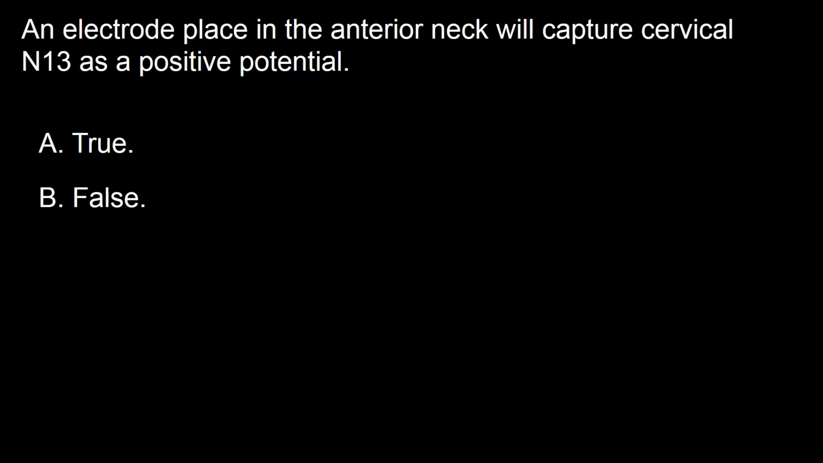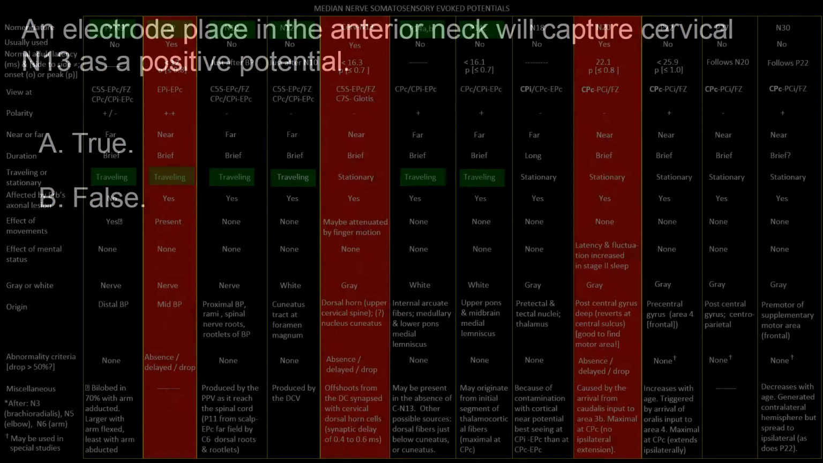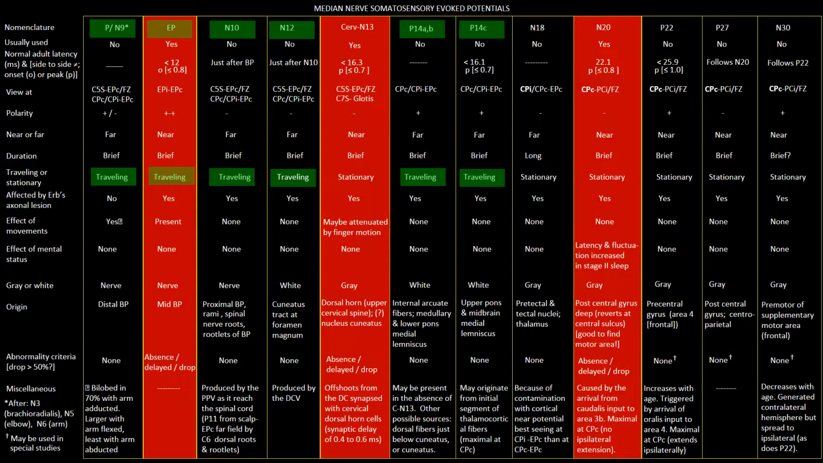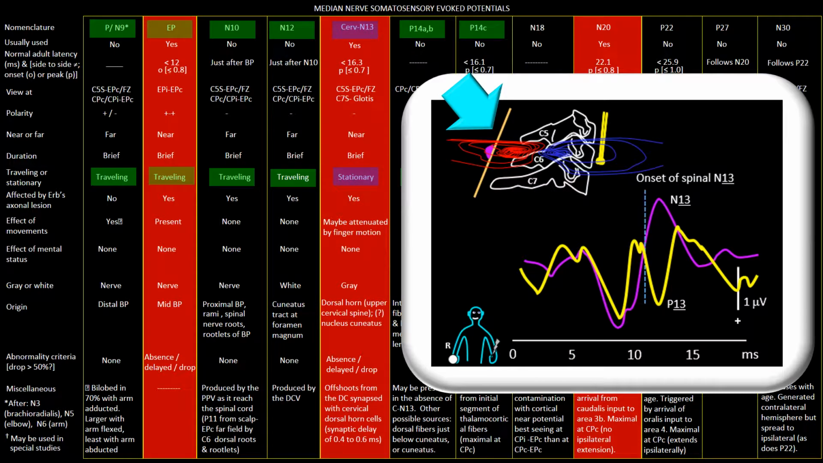Next question. An electrode placed in the anterior neck will capture cervical N13 as a positive potential. A, true; B, false. I am going back to the table that I showed you before to talk to you about stationary potentials. In this frame, you can see that I have highlighted cervical N13. Cervical N13 is the first stationary potential we encounter during regular median nerve somatosensory evoked potential studies. The dipole that creates cervical N13, I hope you remember from previous video in this series, has its negative pole directed towards the back of the neck and its positive pole anteriorly.